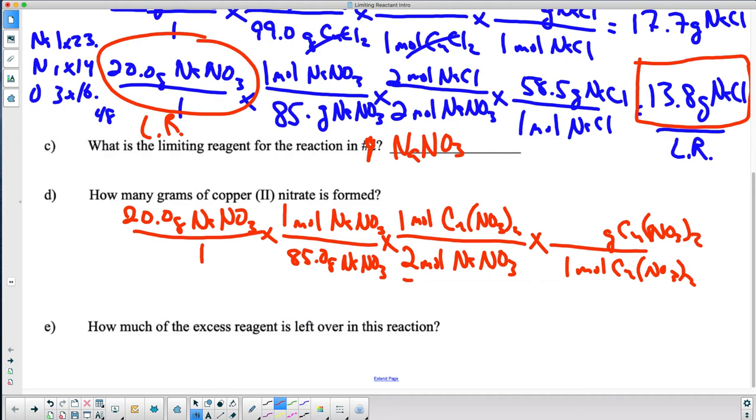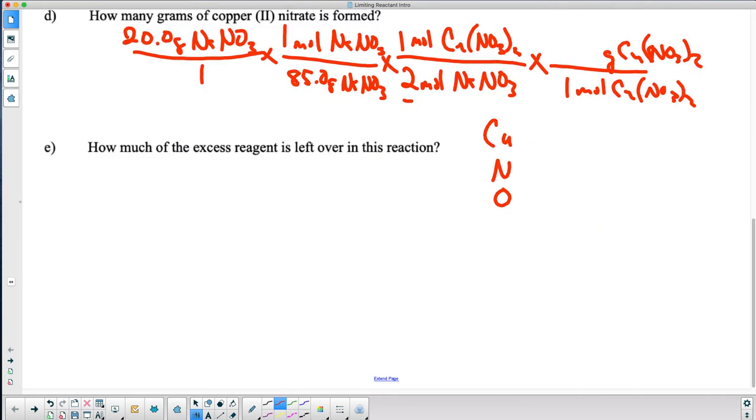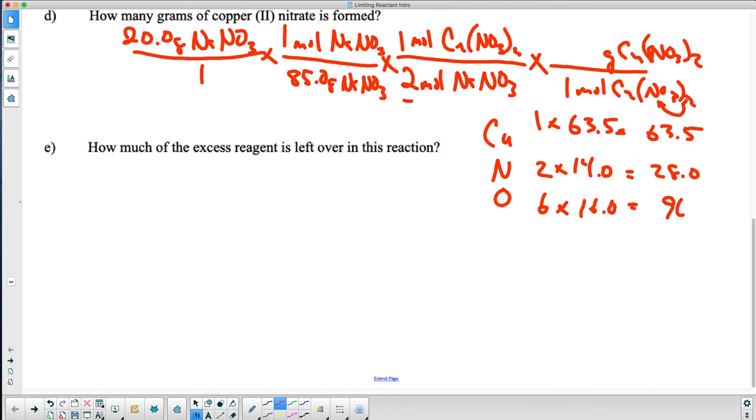So I do that over here, Cu, N, and O, and I need a little bit more room. There we go. Now the 2 here multiplies by the 1 on the inside, gives me 2, and then that one is 6. Cu is 63.5, which equals 63.5. N is 14.0, which equals 28.0. The last one is 16.0, which equals 96.0.